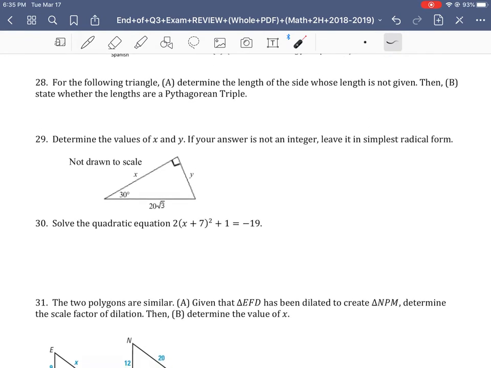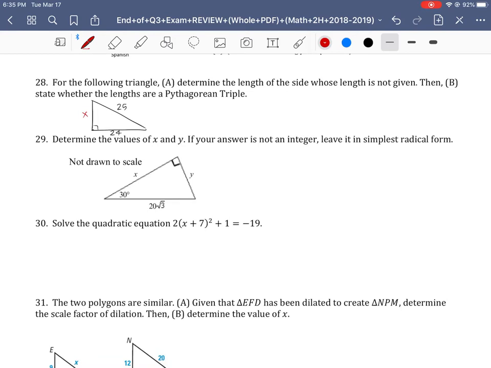On number 28, I am going to go through this one, even though it appears that I did not give you a triangle. It says for the following triangle, and there's no triangle here, so let's draw one in. I apologize. Looking at a triangle here, let's say that we have side 25 as our hypotenuse and maybe 24 here, and we want to determine the side that is not given, so let's find x over here.